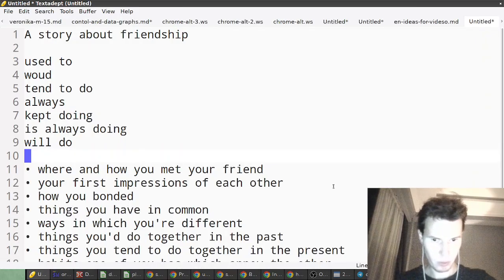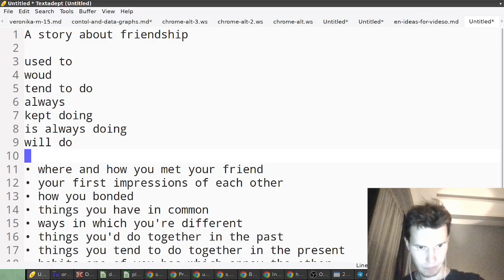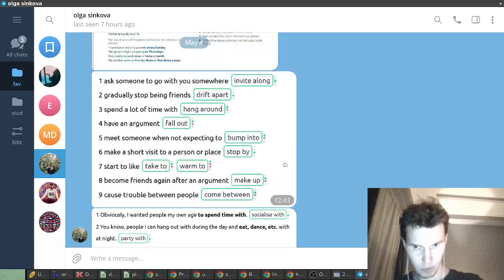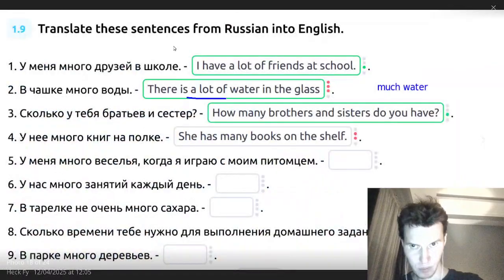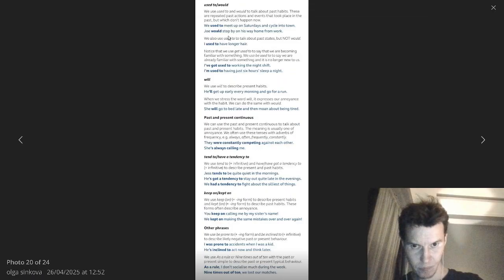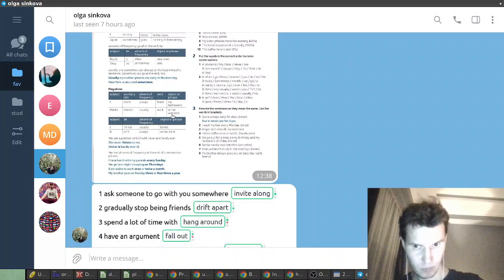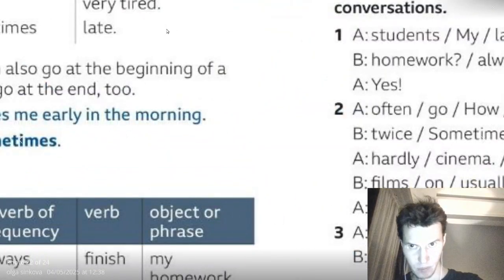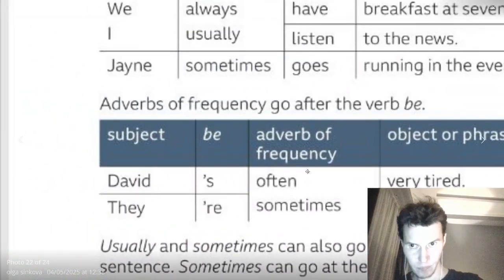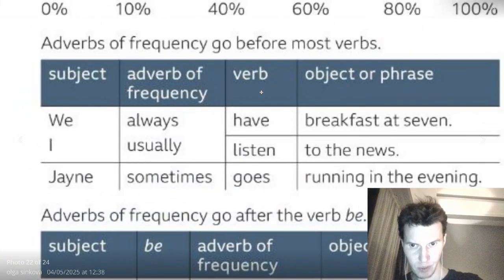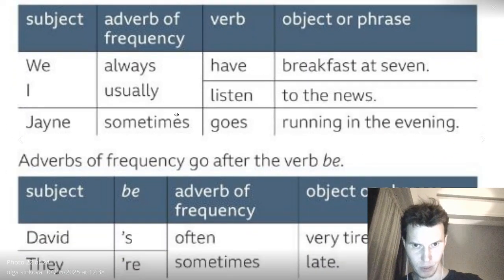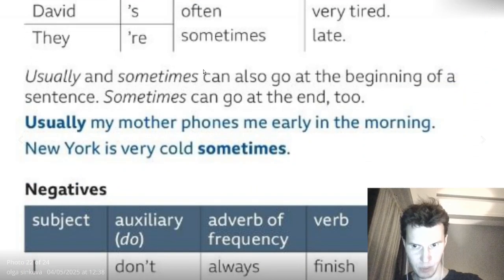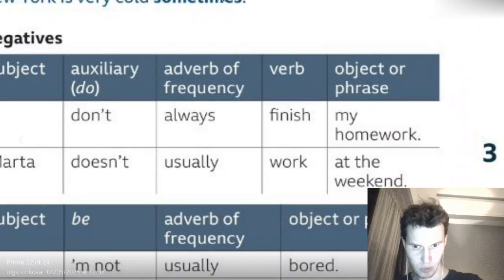And those words from the screenshots. And what is this? Wow. I'm sorry. What is this? Adverbs of frequency. I can use them too. Always, usually, sometimes. Don't always, don't usually.